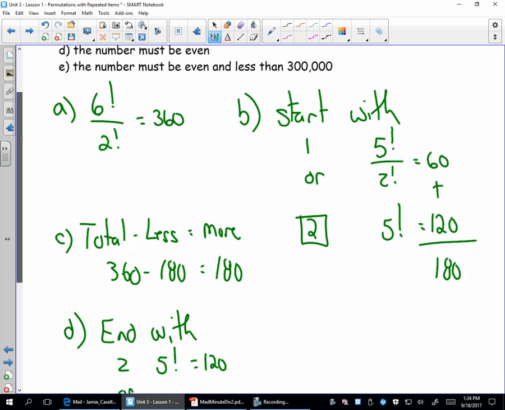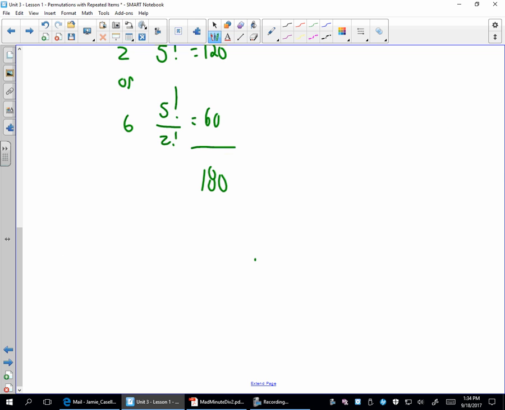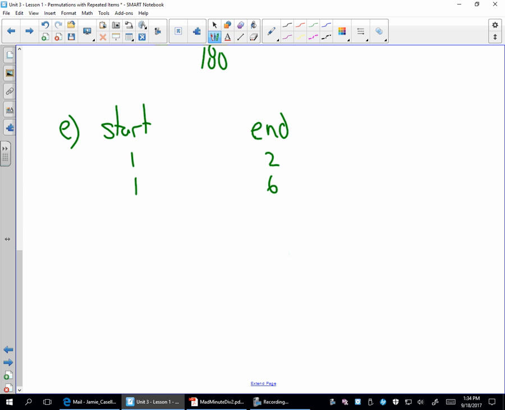Okay, last one. The number must be even and less than 300,000. So now I've got two conditions, even and less than 300,000. So I got to think about my start and my end. It's going to be less than 300,000, so it could start with a 1, and be even, so it could end with a 2. Or start with a 1 and end with a 6. Or it could start with a 2, because that's less than 300,000, end with a 2. Or start with a 2 and end with a 6. Those are all the different cases.